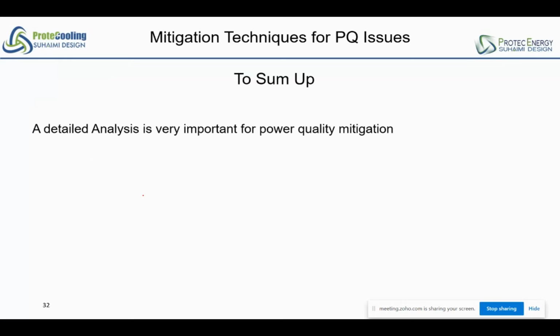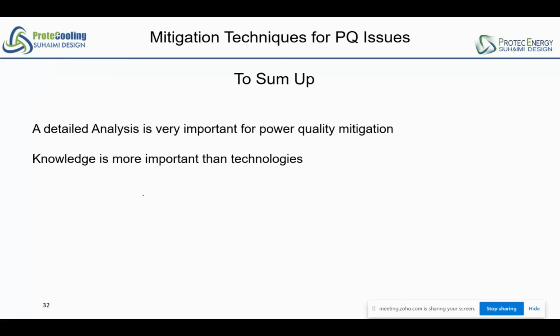So to sum up, a detailed analysis is very important for any power quality mitigation. Whenever you are going for power quality mitigation, go for a detailed analysis. Analysis is key for the most cost effective solution. The solution could be a few thousand reais as well. But for that, you need to go for a detailed analysis.